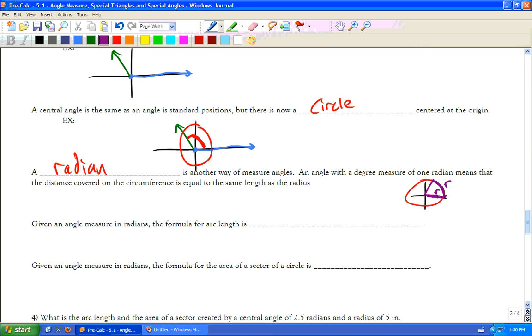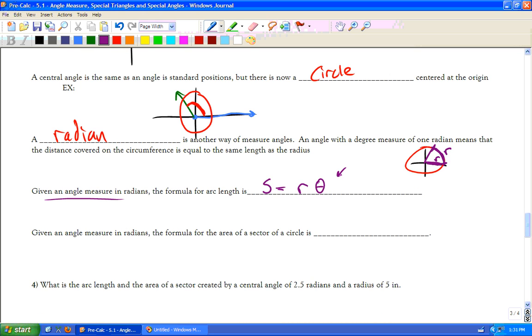Now, given an angle measure in radians, we can figure out the arc length formula pretty quick. The arc length S will equal the radius times theta. The only difference is that theta, the angle measure, has to be in radians. It can't be in degrees. You need to work in radians. This has some really cool math, and we're going to keep this in our back pocket and show where this comes from and show relationships, but it's going to help us out with something later too.